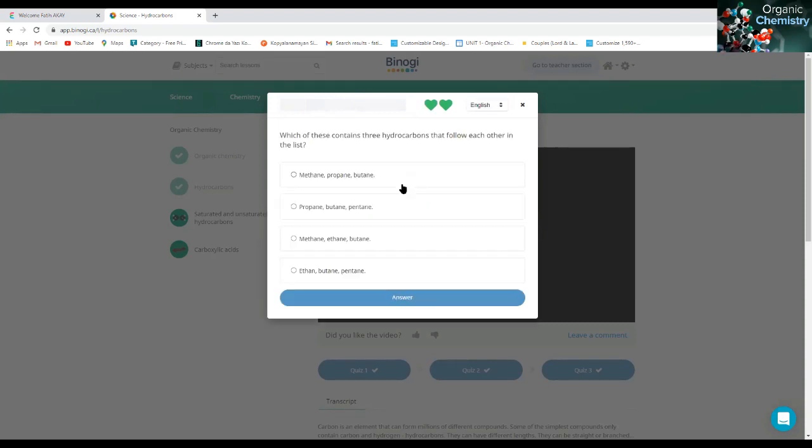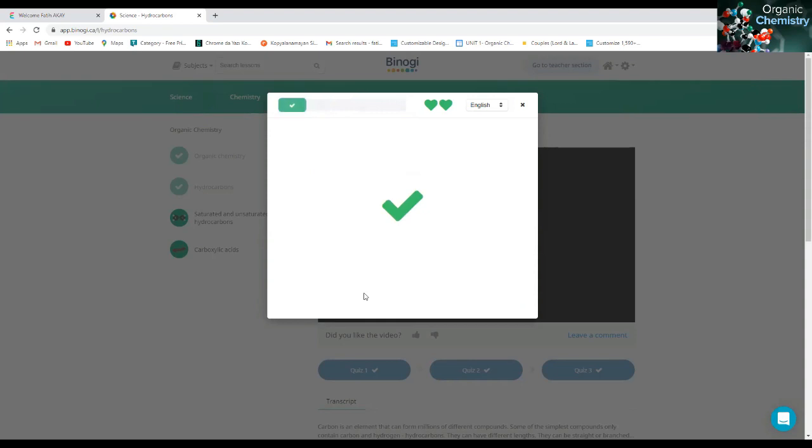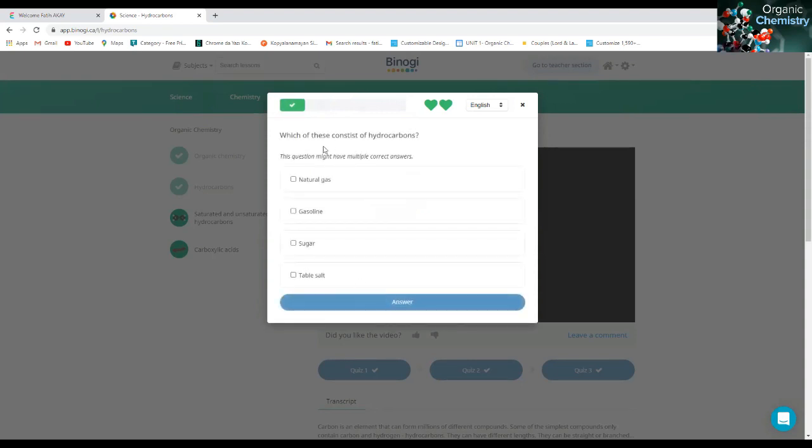Which of these contains three hydrocarbons that follow each other in the list? Methane, propane, butane; propane, butane, pentane. Which of these consists of hydrocarbons? Natural gas, remember, is methane, ethane, propane, and butane; gasoline; sugar, carbohydrate; table salt, which is a natural inorganic compound.